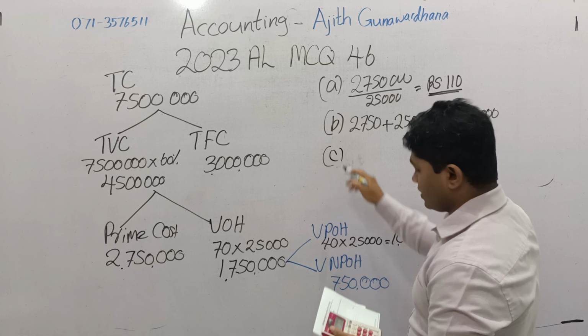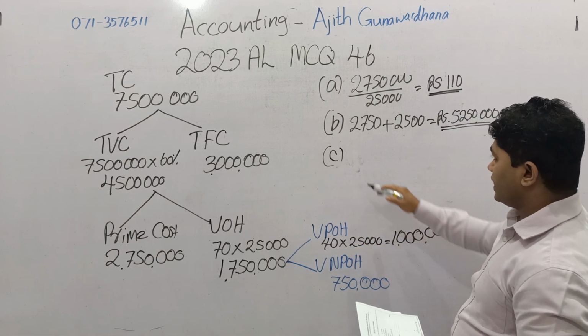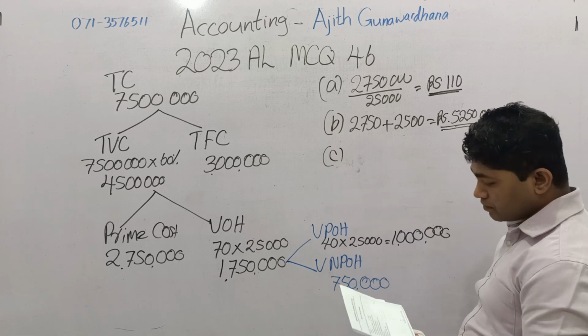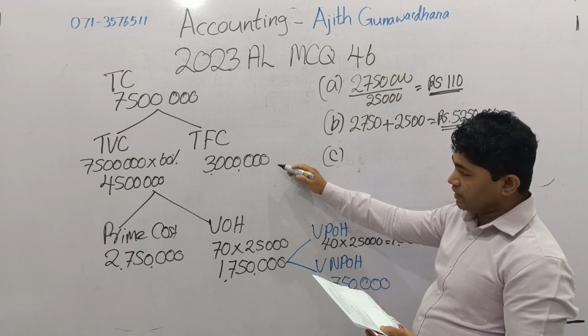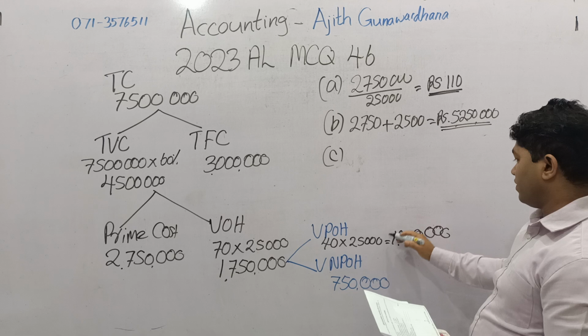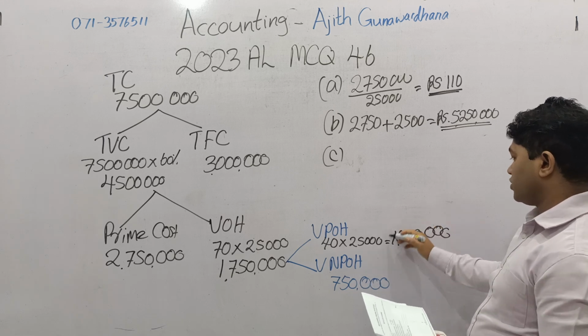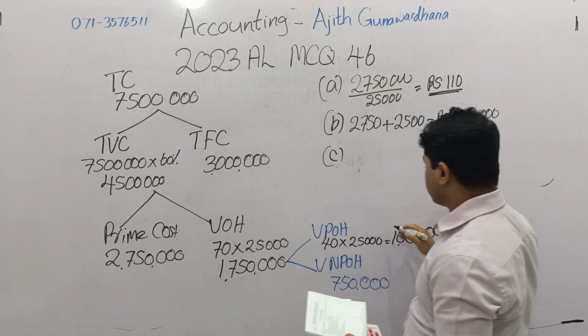And part C, they ask for total non-manufacturing overheads. Total production overhead is given as 2.5 million. Variable production overhead equals 1 million.